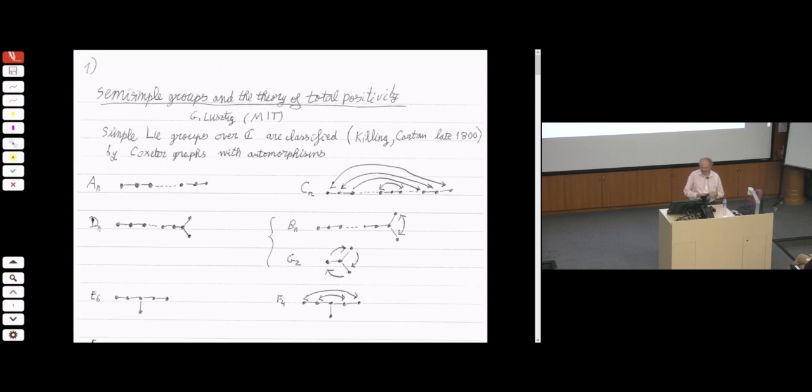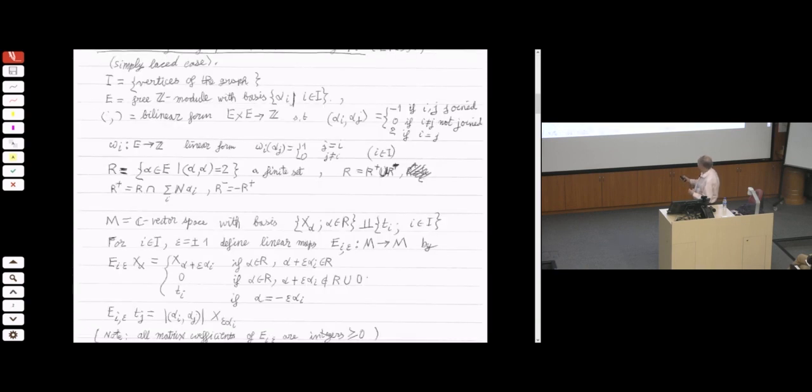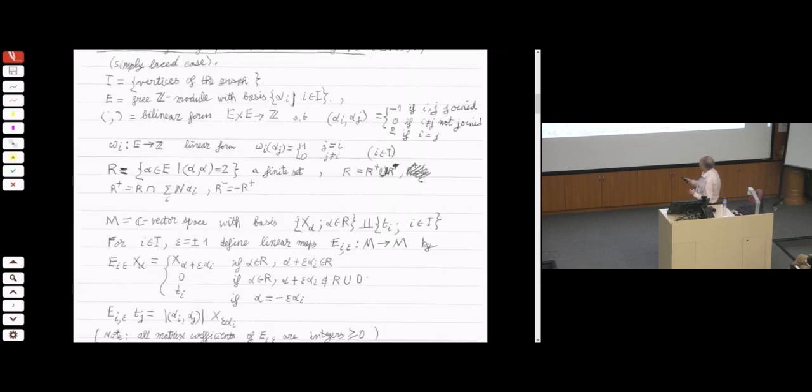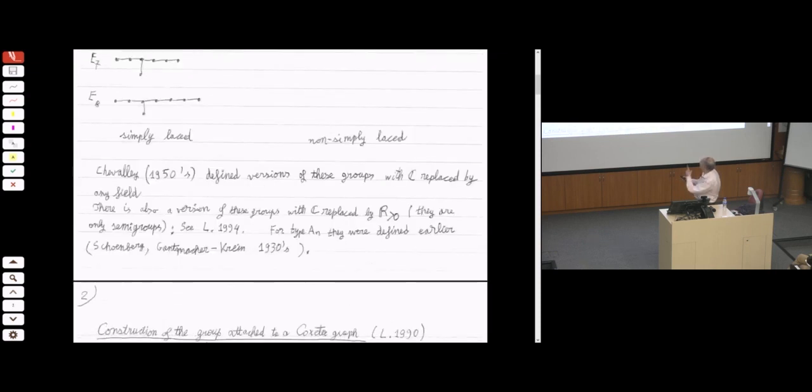So these Coxeter graphs, some of them are called simply laced. You can see them: type A, type D, type E, E6, E7, E8, and now the other graphs which are not simply laced.